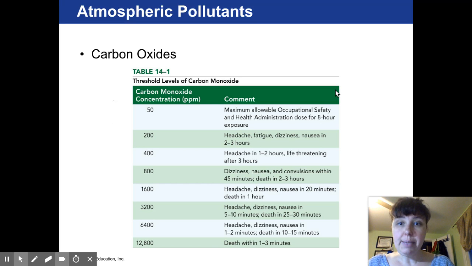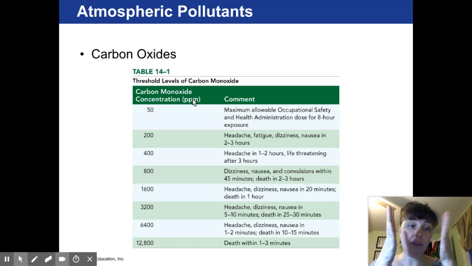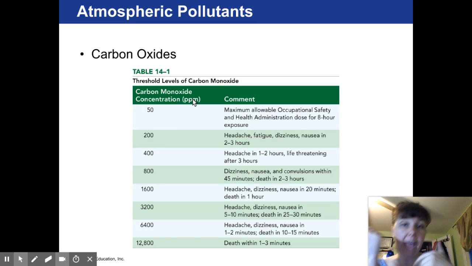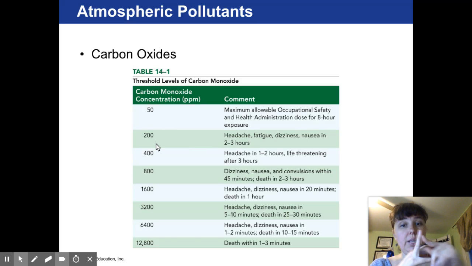Just looking at some of the different parts per million, these are ppms. This is if I took 1 million particles of atmosphere and I measured out how many of them were a certain type. If out of those particles I get 50, this is what we consider the maximum allowable Occupational Safety and Health Administration dose for 8 hours of exposure. If I was to measure it out and get 200 particles of carbon monoxide within my 1 million particles, I can expect headaches, fatigue, dizziness, and nausea within 2 to 3 hours.